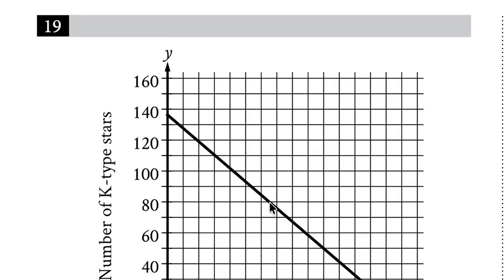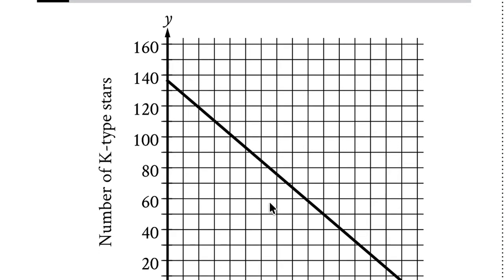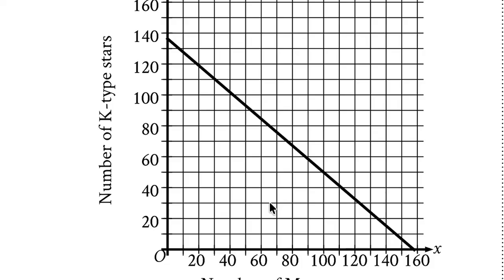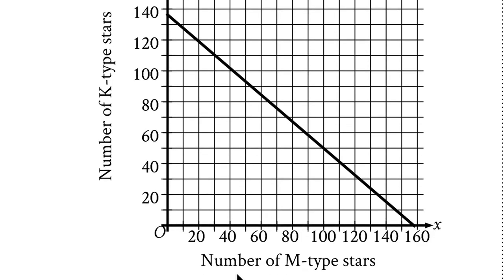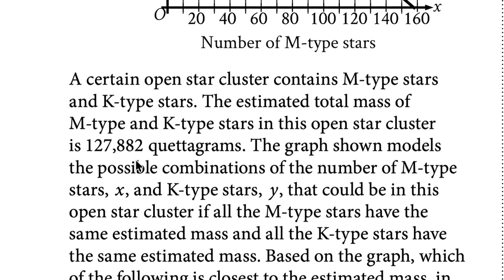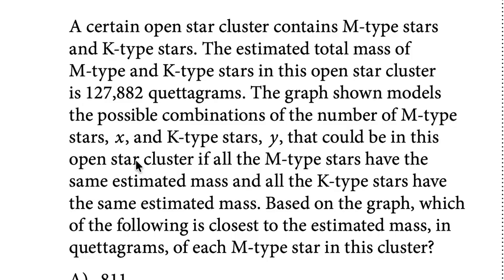Question number 19. A linear graph is given to us, and the x-axis is about the number of M-type stars and the y-axis is about the number of K-type stars. A certain open star cluster contains M-type stars and K-type stars. The estimated total mass of M-type and K-type stars in this open star cluster is this many quettagrams.